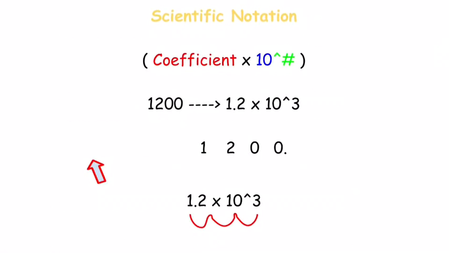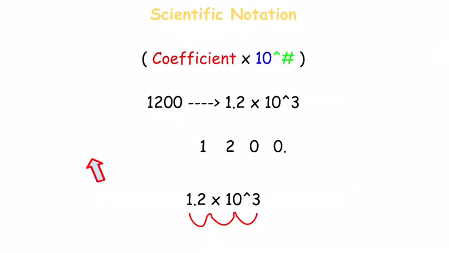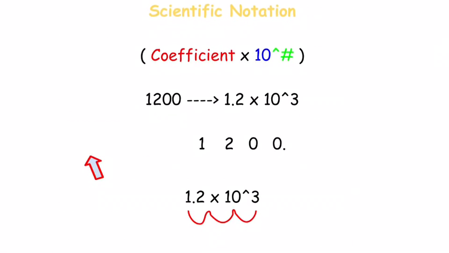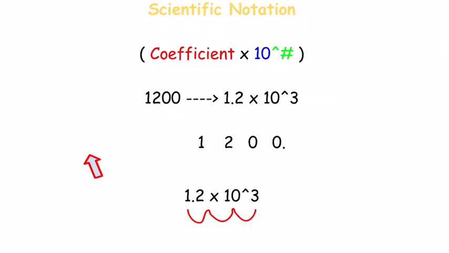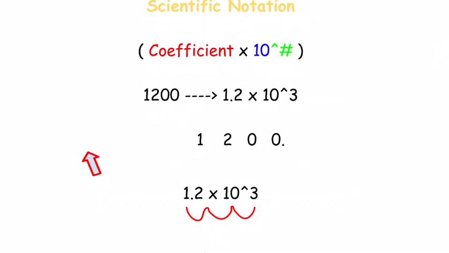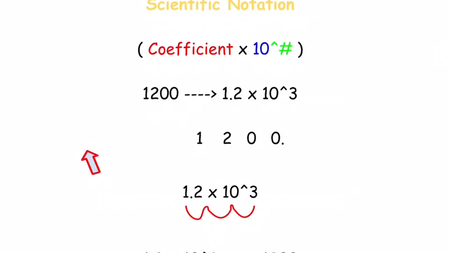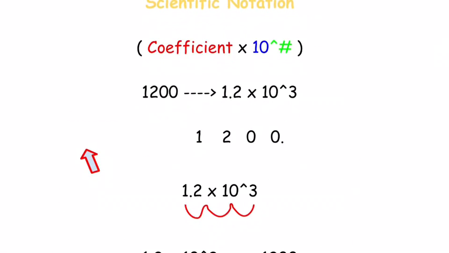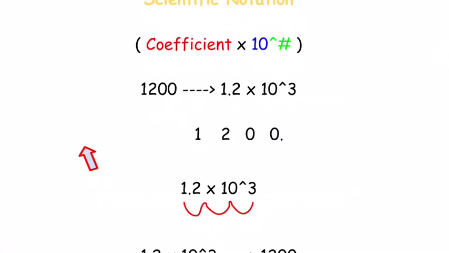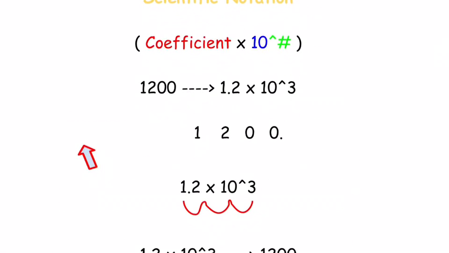Let's talk about scientific notation. In scientific notation, a number is written as the product of 2 numbers, a coefficient and 10 raised to a power. The coefficient will always be between 1 and 10, and the exponent is always an integer. So how do we write 1,200 in scientific notation? We write that as 1.2 times 10 raised to the third.